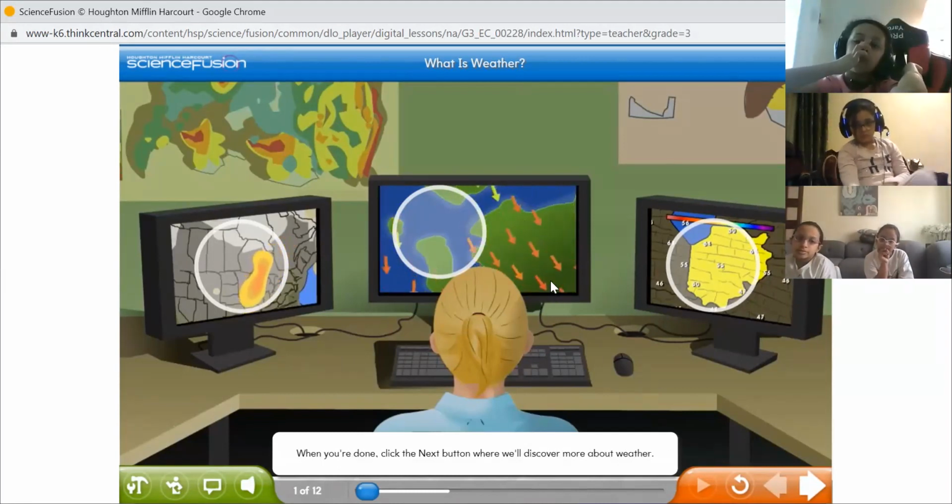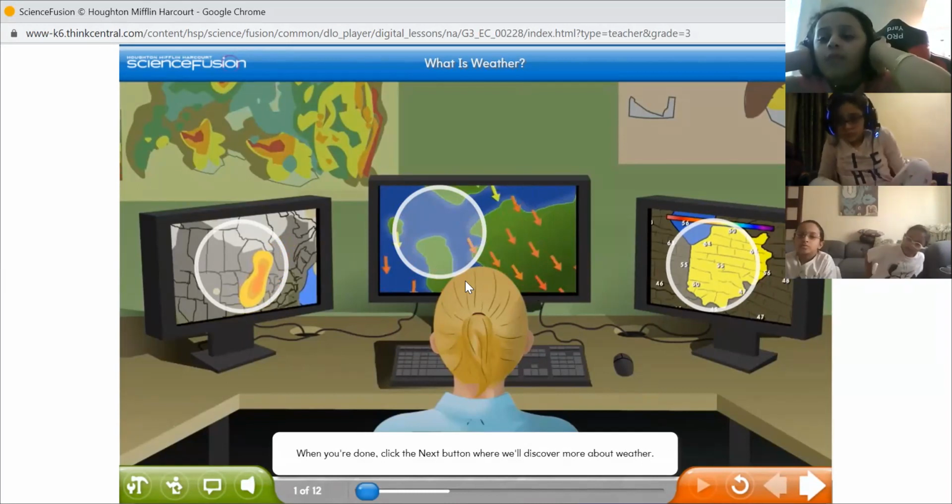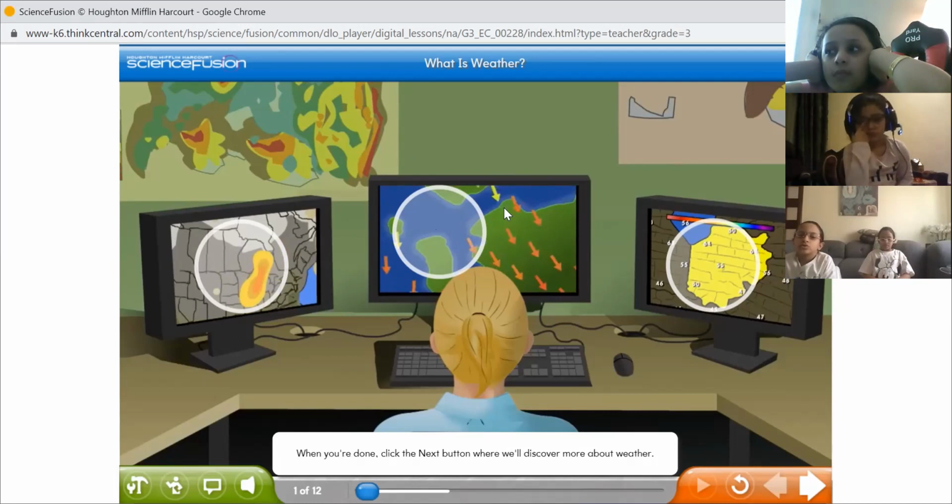Now take a look at these computers. This is a meteorologist. After sending a satellite up to space to take pictures of the atmosphere or weather, they are taking a look at what? At the data, the information. They can monitor the clouds or the wind or even the temperature. Let's see.